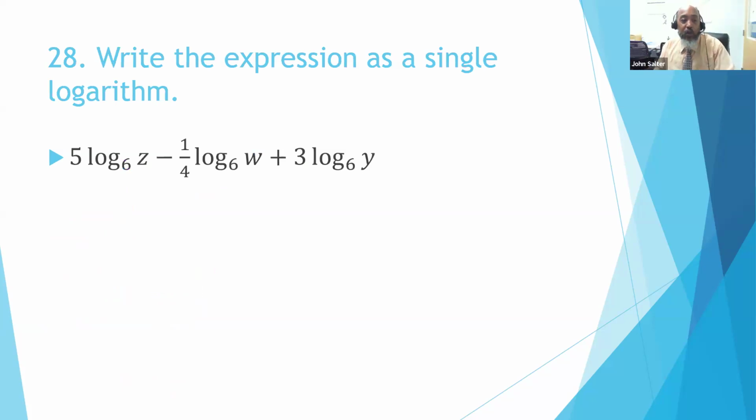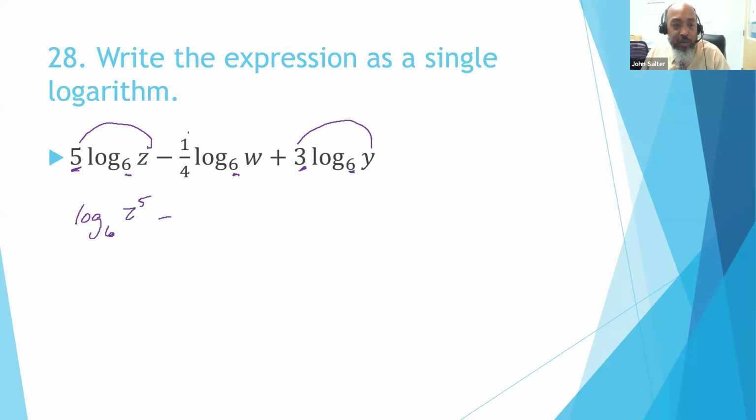Rewrite this as a single logarithm. Okay, the only reason that's possible is because they all have the same base. A couple of these have numbers in front, which will become exponents. I'm going to do that first. So this becomes the exponent of z, and this becomes the exponent of y. So I have log base 6 of z to the 5th minus, oh, and I have one here. Almost didn't even notice it.